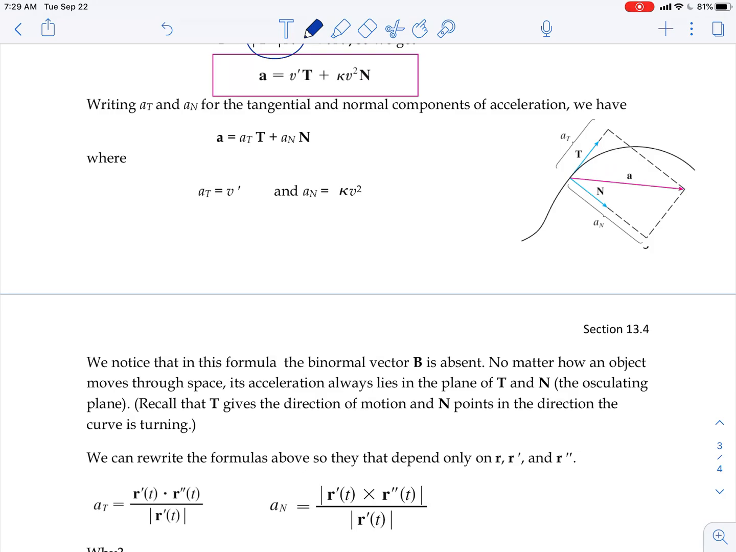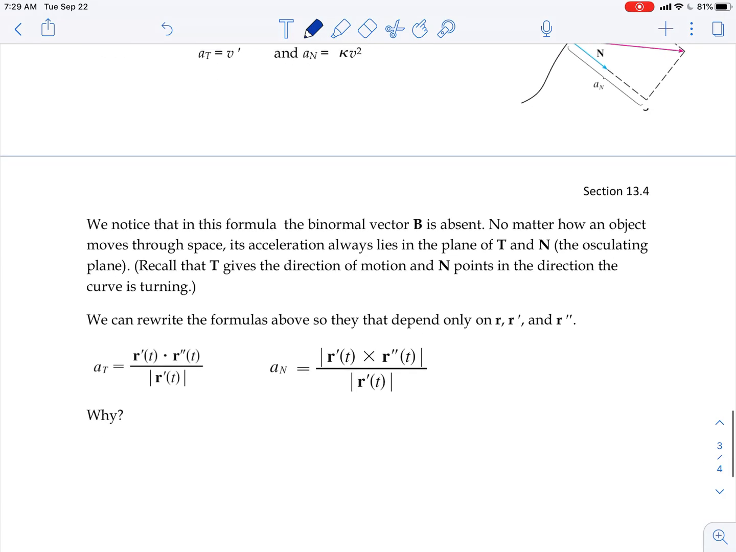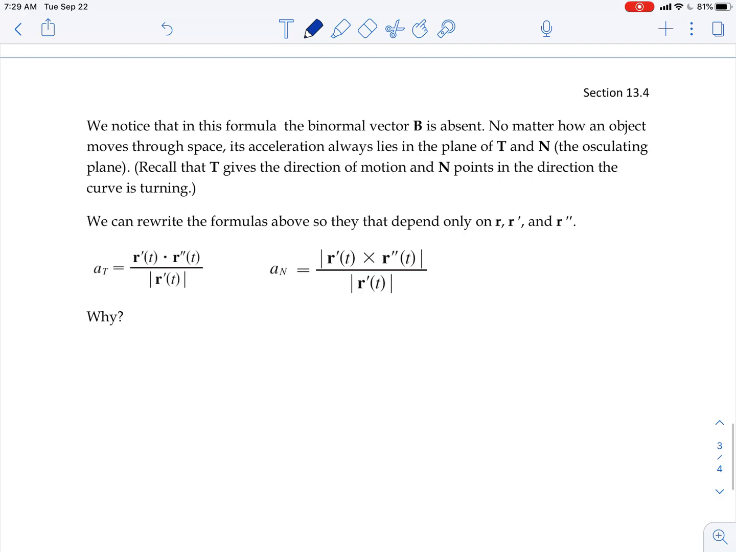We can rewrite the formulas above so that they depend only on r prime and r double prime. For our tangential component of acceleration, we can write r prime of t dot r double prime of t all over the magnitude of r prime of t. And we can write the normal component of acceleration as the magnitude of the cross product of r prime and r double prime divided by the magnitude of r prime.